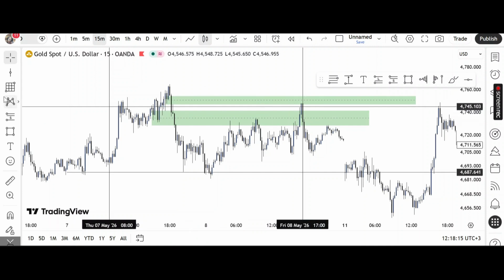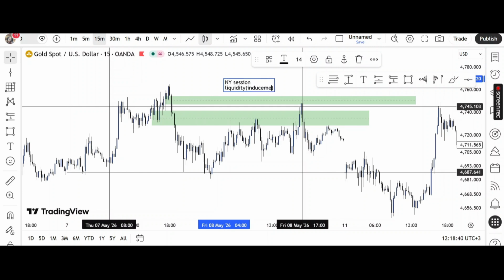So here are the key things. Let me write it down. The New York session is the key thing here, honestly. Timing. The New York session is the key thing, and liquidity. In every trade you take, the timing and the presence of liquidity is the main thing you need to notice, the inducements. I think I'll just write it down. If you don't spot any liquidity, you are the liquidity.